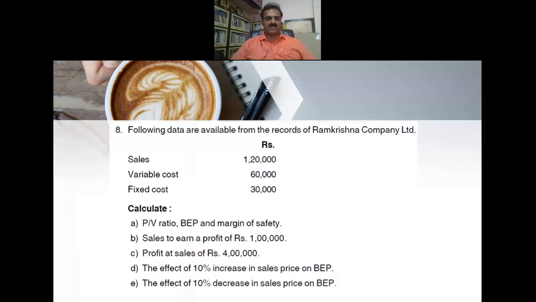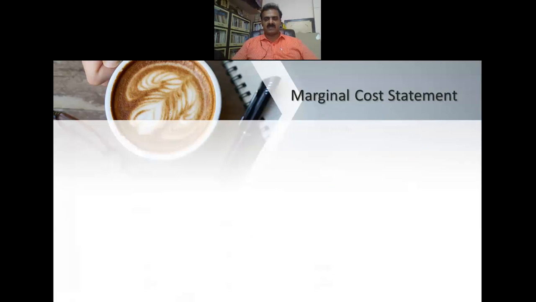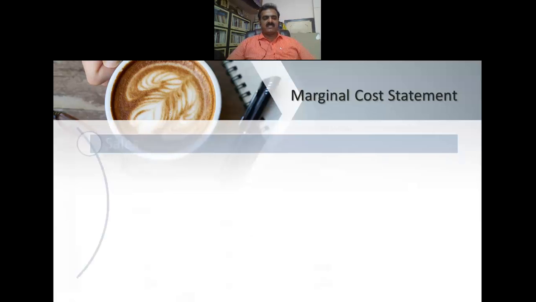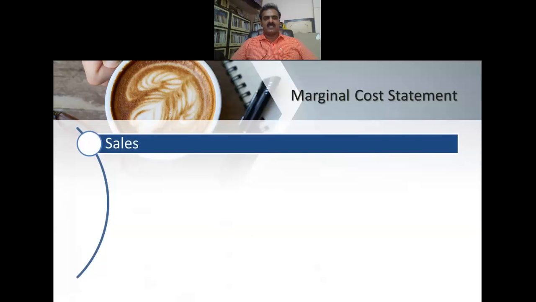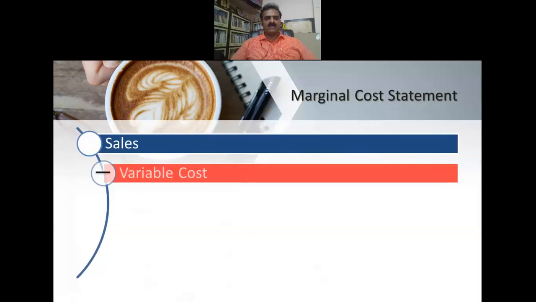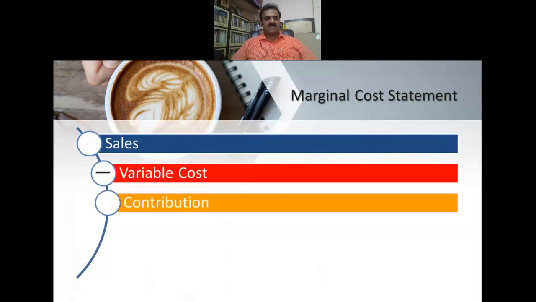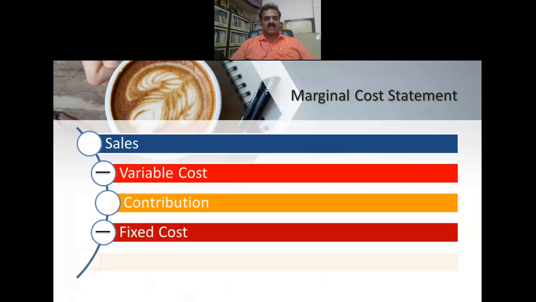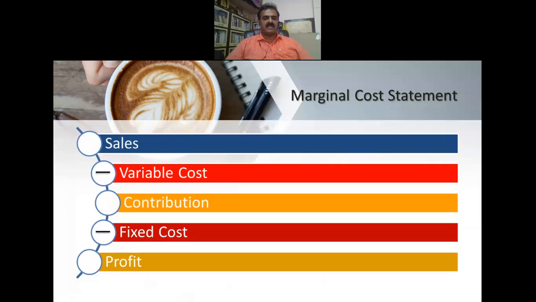This is a simple question. So when a question is given with respect to the sales, variable cost, fixed cost, first and foremost prepare a small statement called marginal cost statement. This statement consists of: take the sales minus variable cost. Sales minus variable cost is called contribution. If we deduct the fixed cost, you will get profit. So this is a simple statement which gives the foundation for the further calculations.